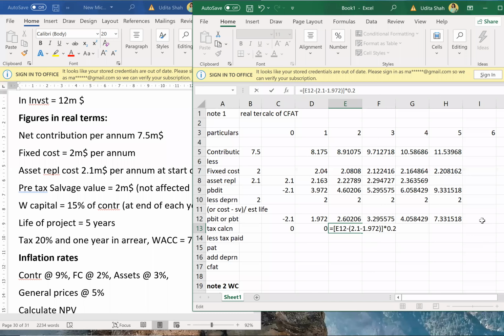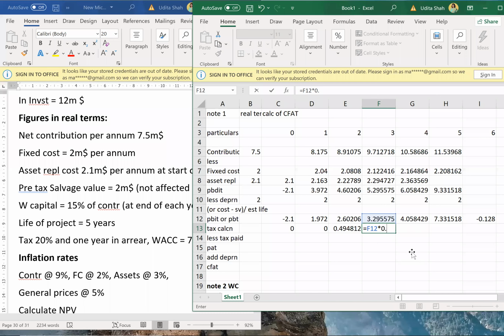So how much was the tax? I'll calculate the tax over here. This 2.1 plus 1.972. So 0.128 loss is remaining. So this minus 0.128, and the whole thing into 20%. So into 0.2. So 0.49 next year. This amount into 0.2 because tax rate is 20%, and just drag it.